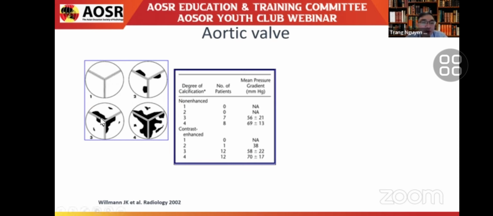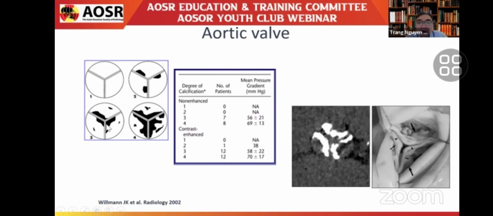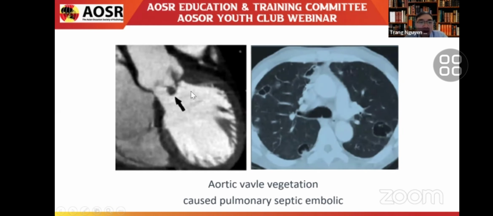and the degenerative lesion of the aortic valve like this, or we can divide by the Weidman or not, 1 to 4. And sometimes we can find vegetation of the aortic valve, or that can cause lesions at the bilateral pulmonary lungs like this, due to septic emboli.